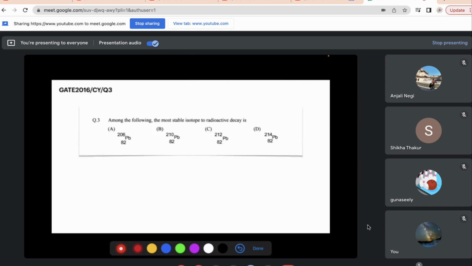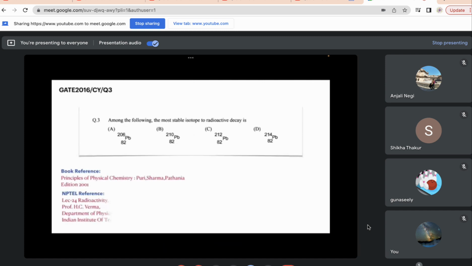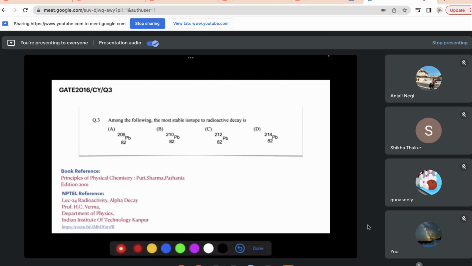So among the following, the most stable isotope to radioactive decay will be option A. I refer you to the book Principles of Physical Chemistry by Puri, Sharma and Pathania, edition 2001. And the NPTEL reference is lecture number 24, Radioactivity: Alpha Decay, by Professor H.C. Verma, Department of Physics, IIT Kanpur. I have attached the link. Thank you.